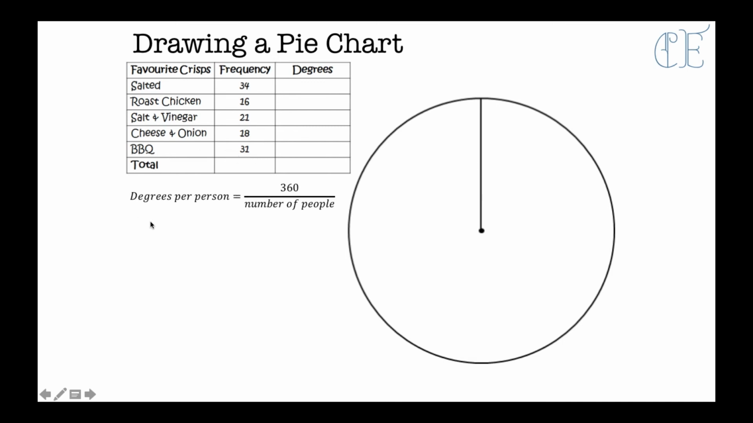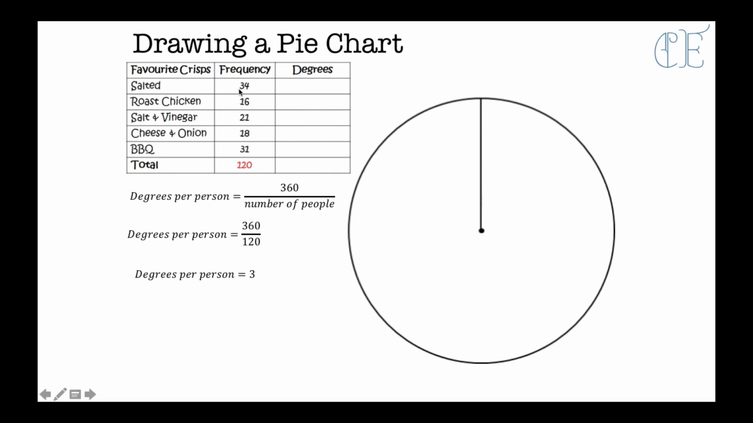So we need to work out the degrees per person. In order to do this, we're going to do 360 divided by the total number of people. So we need to add up that total. So that total is 120. So 360 divided by 120 gives us 3 degrees. So that's 3 degrees per person.